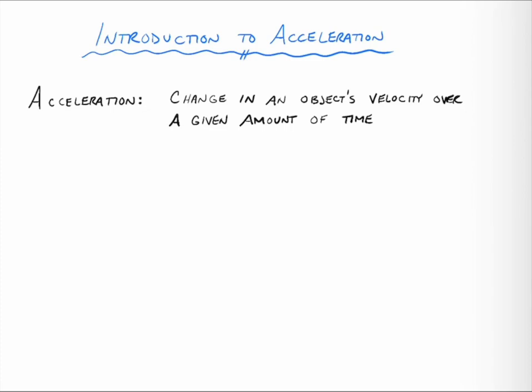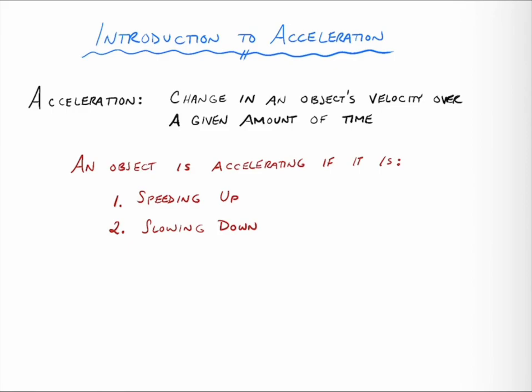Now, I always ask, what are the ways in which you believe an object can accelerate? And I would say 90% of the time, the classes always give me two answers. They usually tell me that an object is accelerating if it's speeding up or it's slowing down. And these are both correct answers. However, this is not the entirety of the answer. So this is 2/3 correct. If you speed up, you are certainly accelerating. If you are slowing down, you are certainly accelerating. But we have to remember that acceleration is a change in an object's velocity over a given amount of time, not just a change in its speed.